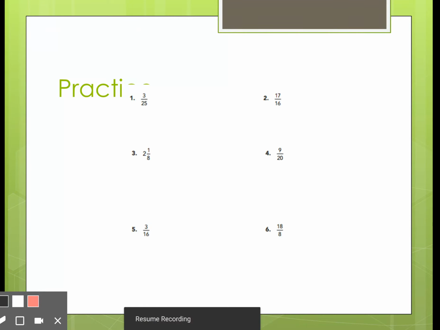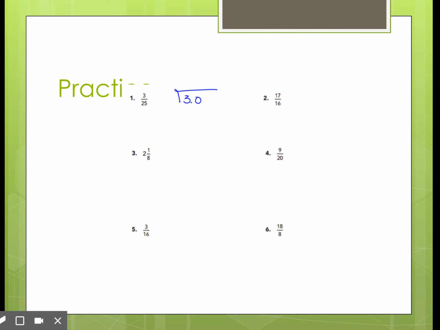Now it's time to practice a couple of these problems. We can do number 1 together. 3/25. So I'm going to set up long division. 3.00. I'll add 3 just for safety. We might not need them all. Divided by 25. So straight away, I'm going to bring up my decimal right above where it is.